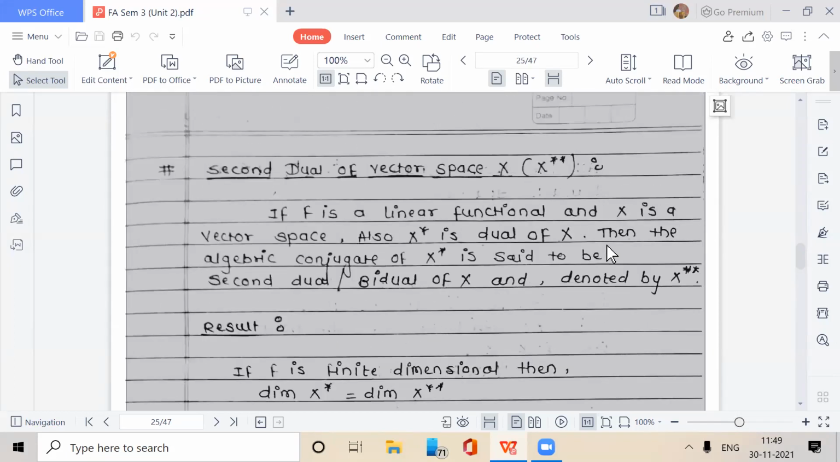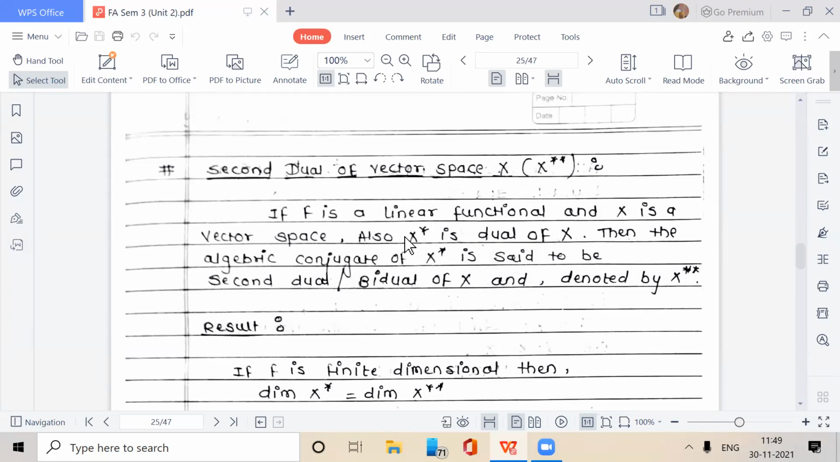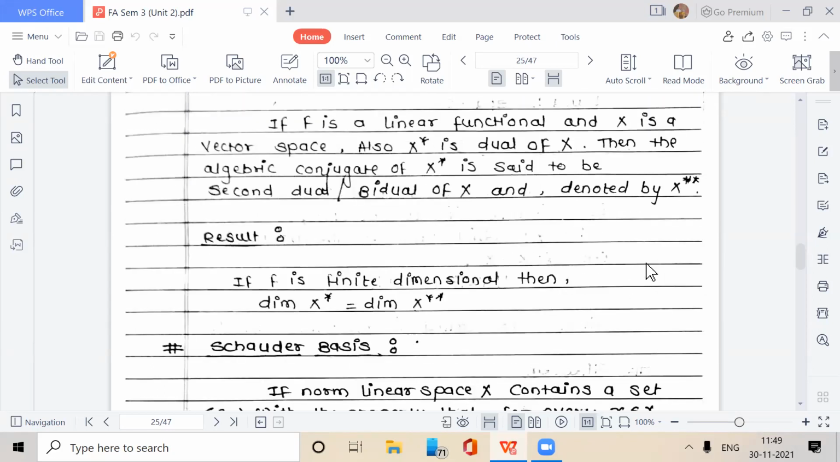Second dual of vector space X, that is X double star, we have seen now. If F is a linear functional and X is a vector space, also X star is the dual of X, that is the set of all linear functionals defined on vector space X. We call it X star, that is the algebraic dual space of X. Then the algebraic conjugate of X star is said to be the second dual or bidual of X and is denoted by X double star. When you read the notes, this will be clear. If X is finite dimensional, the dimension of X star is equal to the dimension of X double star.